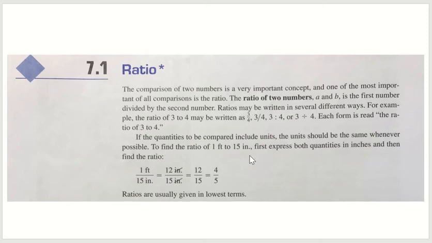If the quantities compared have units, they need to be the same whenever possible. In this example here, 1 foot to 15 inches, of course, 1 foot is 12 inches. So once you convert that to 12 inches, now you can set up the formula there and come up with the lowest terms of 4/5.